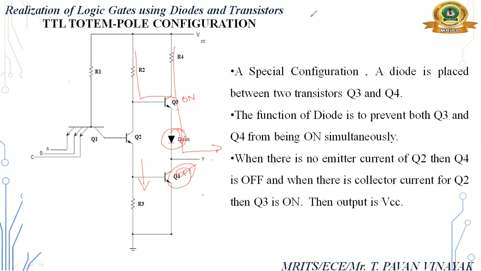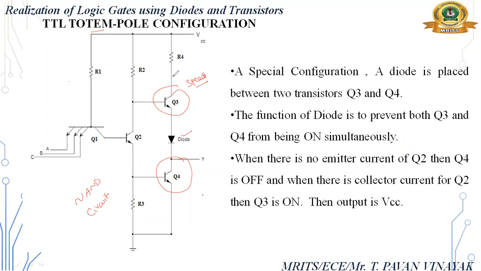So that is the output. For this configuration, adding a diode in between two transistors is known as the totem pole configuration. This entire part is the NAND circuit only. For speed purposes, we add these three elements. The remaining is the same.